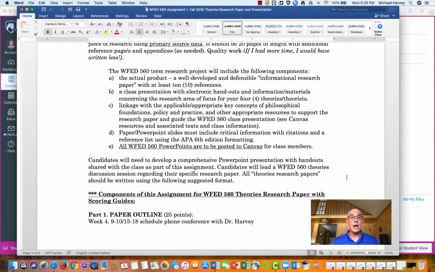See the materials on Canvas and also the associated text, class information, and assignment sheets. Your paper and PowerPoint slides must include information with critical citations and critical insight listed in APA format, and your PowerPoints will be shared with class. So there are 4 components that are due that are part of this paper.